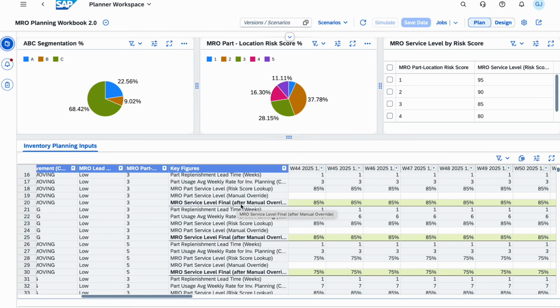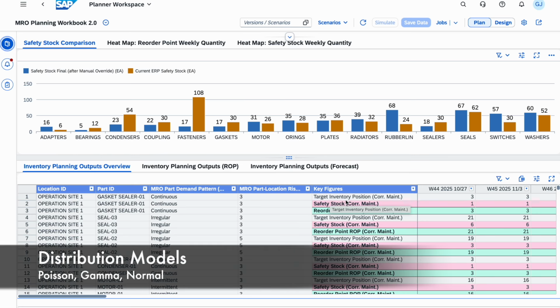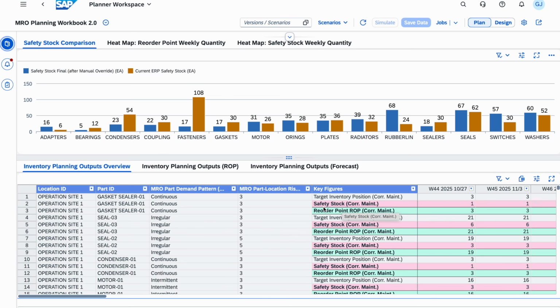Service levels are dynamic over time, not static. The planner can clearly see which parts are operationally critical and require priority stock coverage. Once segmentation and service levels are set, safety stock is calculated accordingly. IBP selects the correct replenishment model.